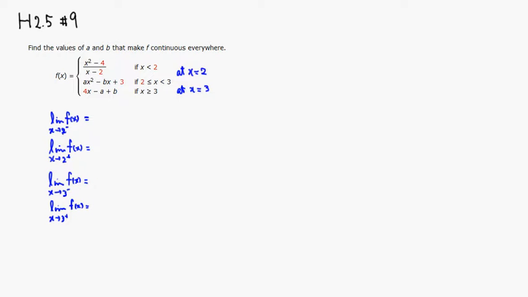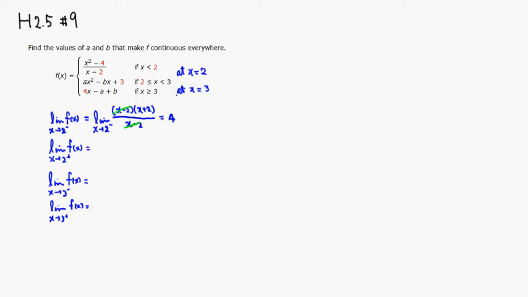Since x approaches 2 from the left, x is less than 2. So when x is less than 2, we need to use that top formula. The limit of, I'm going to factor x squared minus 4, so we're going to have x minus 2 times the quantity x plus 2 over x minus 2, as x approaches 2 from the left. We can cancel out the common factor, x minus 2 on top and x minus 2 on the bottom. So we get basically 2 plus 2, so it's 4.